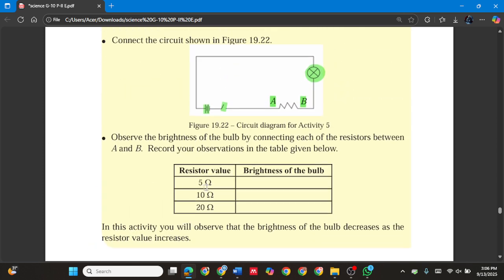This is a resistor. So this is the disturbance. If we increase the disturbance, what could happen to the light of the bulb, the brightness of the bulb?